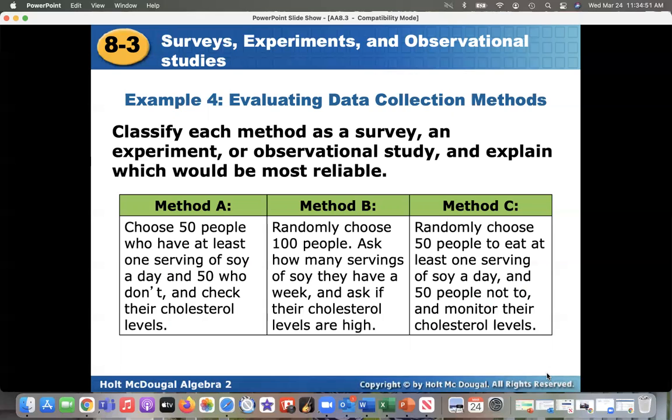All right, so what do you think method A is? Survey, observation, or experiment? Observation. Observation. Why? What makes it an observation, Corey? You're correct. Because they're just checking their levels. They're not doing anything to them.